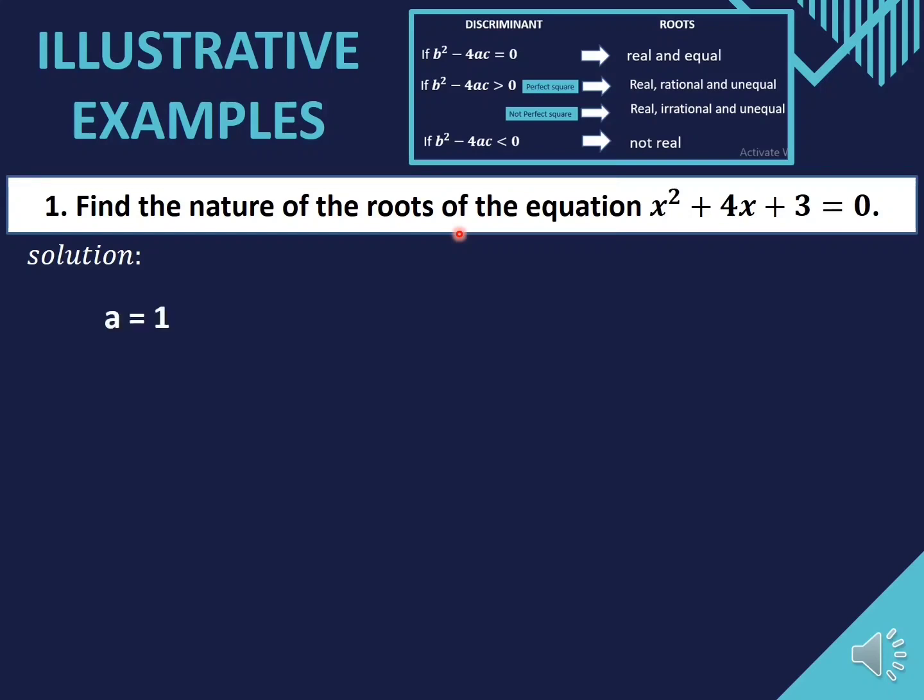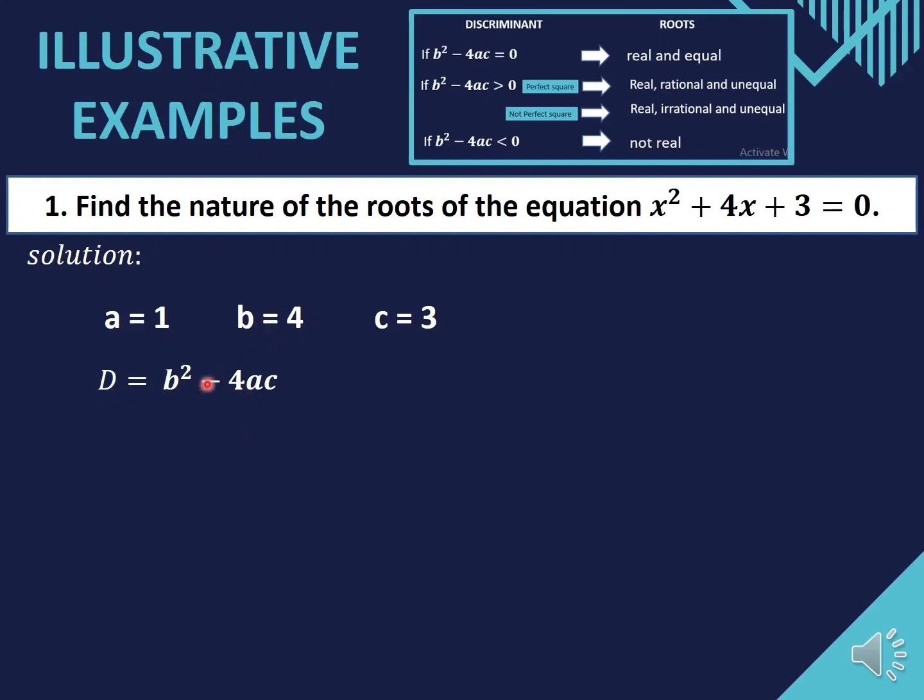Now, let us have first the real numbers. We have a is equal to 1, b is equal to positive 4, and c is equal to positive 3. These are the numerical coefficients of this equation. Now, let us substitute them into the formula of the discriminant. Discriminant is equal to b squared minus 4ac.